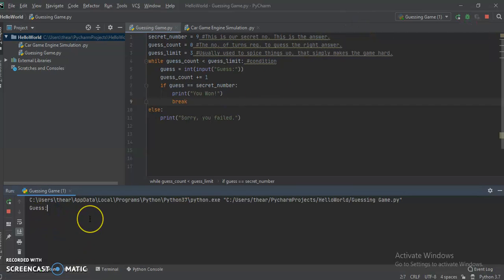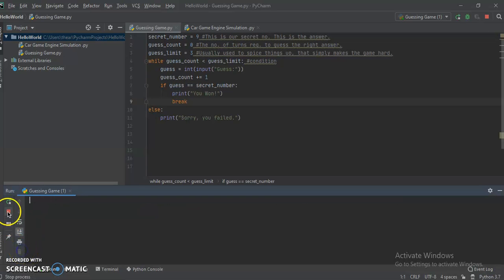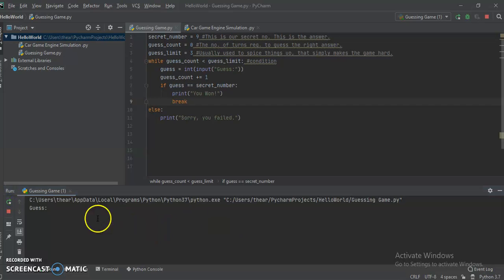Okay, so guess. I will give a wrong guess. 12. Guess again. 11. So I put 12, I meant to give 11. No, it's 11. Sorry, you failed. What? I'm not a failure. Stop the game. Clean it all. Now, start the game again. I'm going to do it this time.